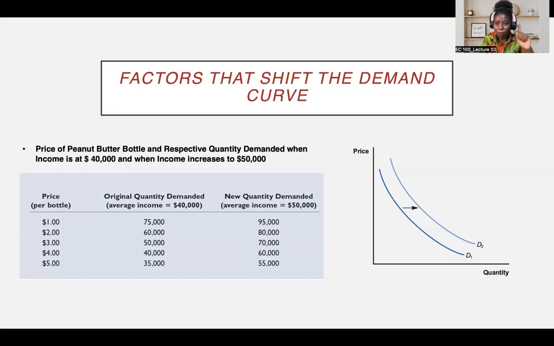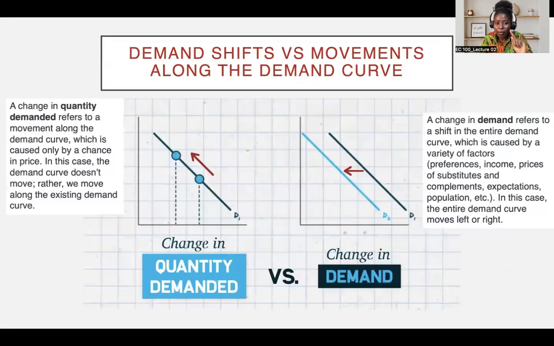So we have not touched on price. Price is the same, but income has changed. Remember, moving along the same curve is due to a change in price, with all other factors constant. Price changes, it affects quantity demanded. Here, price is the same, but quantity demanded changes because other factors apart from price have changed.